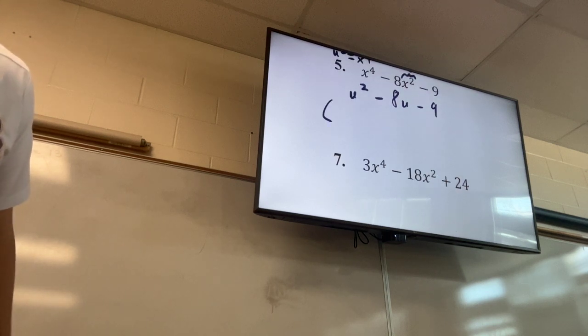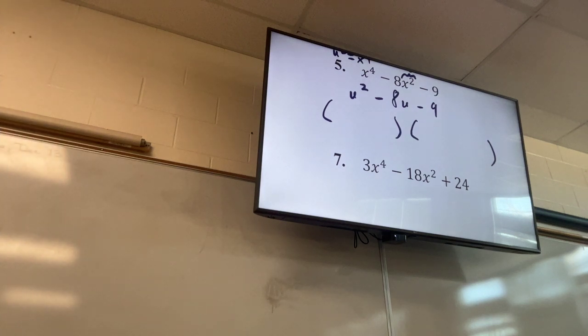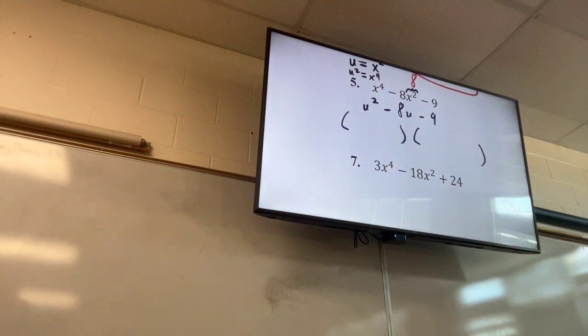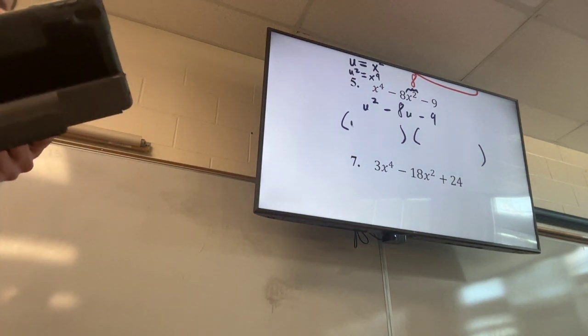It's a trinomial. What did I forget to do in this problem? Did I forget GCF? Dang. There is no GCF, but I forgot to check for it. I'm sorry, guys. I failed you. All right, so I'm going to put a u at the beginning of each one.